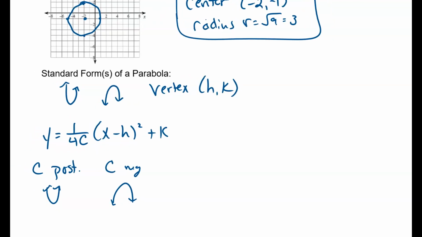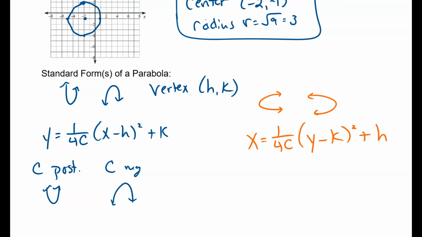Then the next form that we have is when we open to the right or we open to the left, and that's the following form: x equals 1 over 4c times the quantity y minus k squared plus h. Excuse me, I just did that one wrong at first. Now, be very careful with this form. Notice what switched spots.